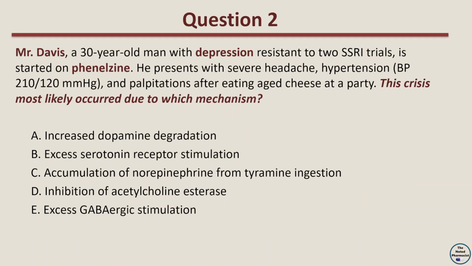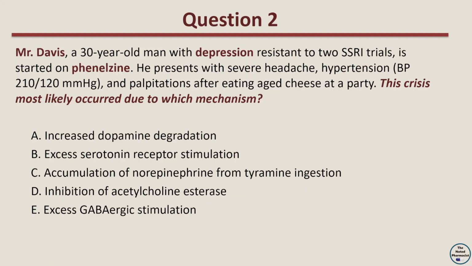Question 2. Mr. Davis, a 30-year-old man with depression resistant to 2 SSRI trials, is started on phenelzine. He presents with severe headache, very high blood pressure of 210/120, and palpitations after eating aged cheese at a party. This crisis most likely occurred due to which mechanism?